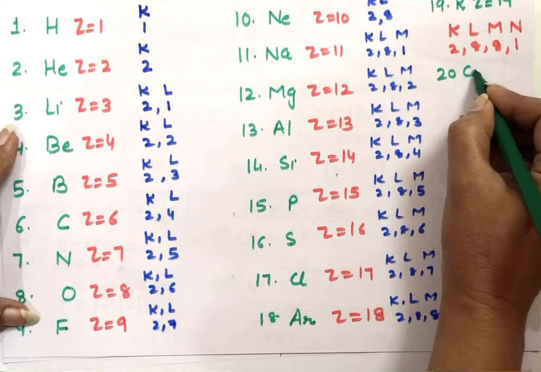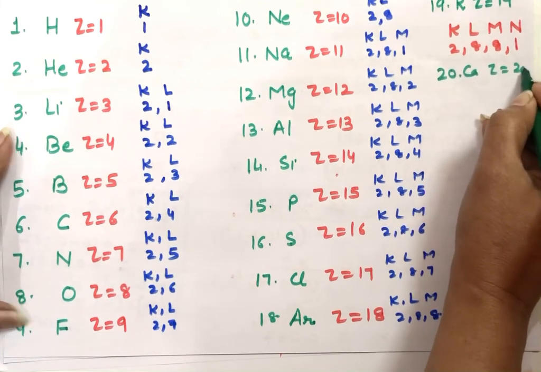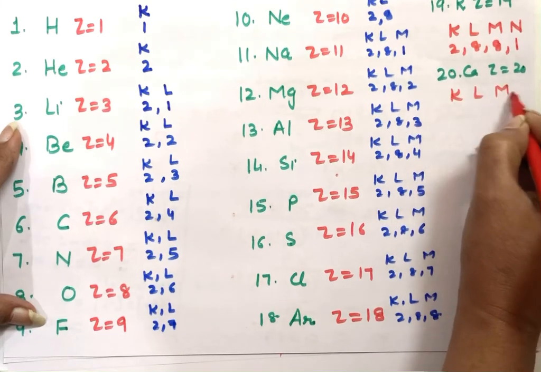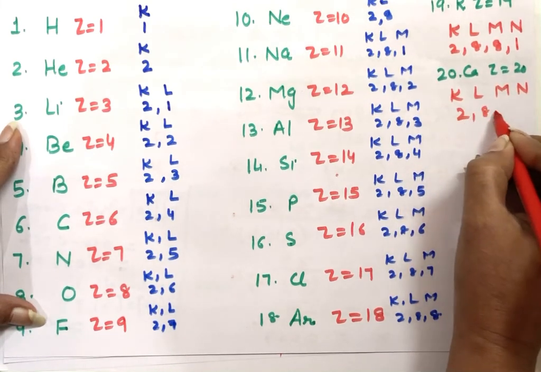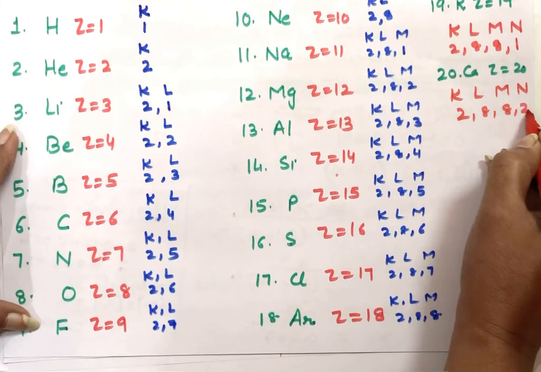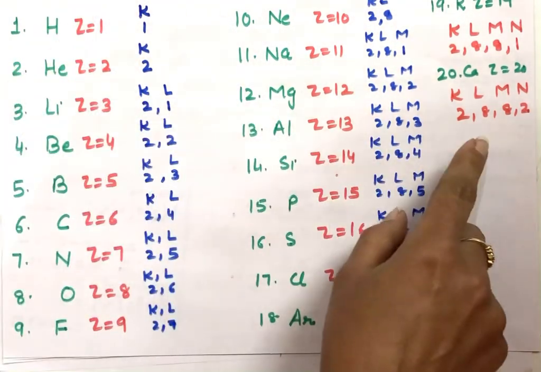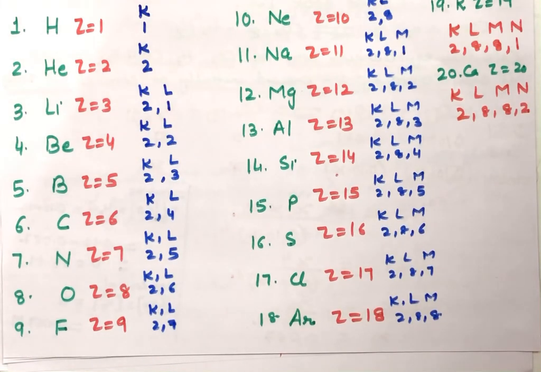Next is calcium. Atomic number is 20 and its electronic configuration is 2, 8, 8 and 2. So this is electronic configuration of elements from atomic number 1 to 20 that we have to do in 9th class.